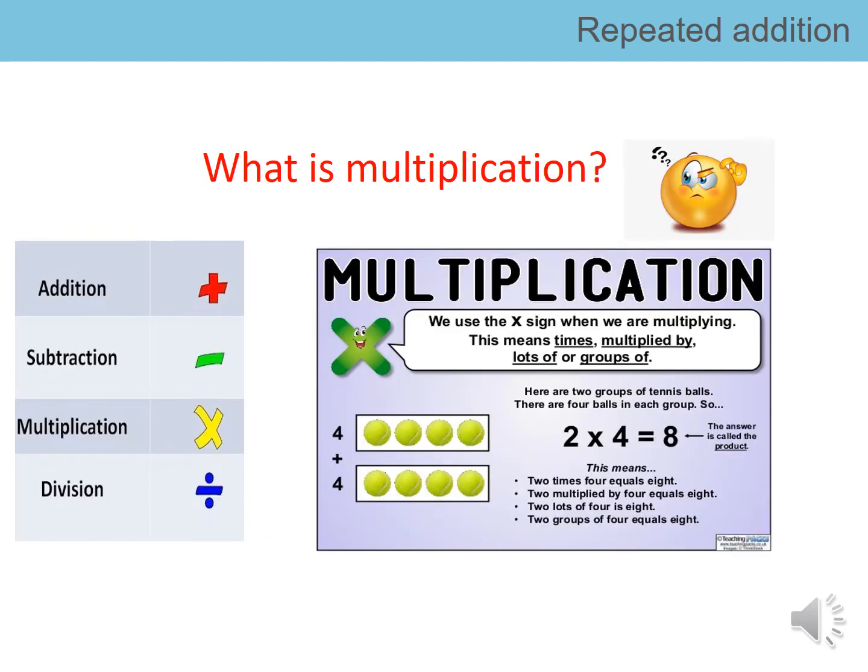Now, multiplication is an operation. It's a type of calculation we have. And there are 4 operations that we use. We use addition, subtraction, multiplication, and division. Now, we're looking at multiplication today, so we use the times sign. The times sign, it looks a little bit like an X. And this means groups of and lots of.